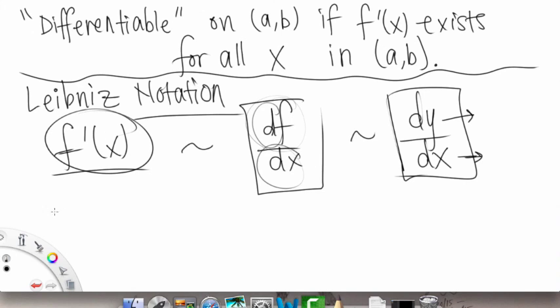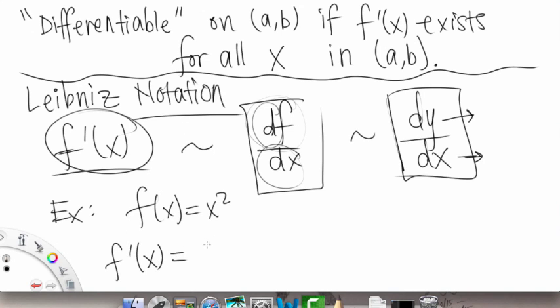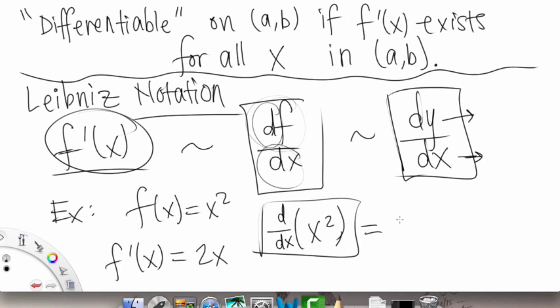So an example would be, let's say we have f of x is equal to x squared. Then f prime of x is equal to 2x. Also, we could write our f of x down, x squared, and then if you write d/dx in front of it, that means we are taking the first derivative with respect to x. This is our Leibniz notation here. And then you would get out 2x.